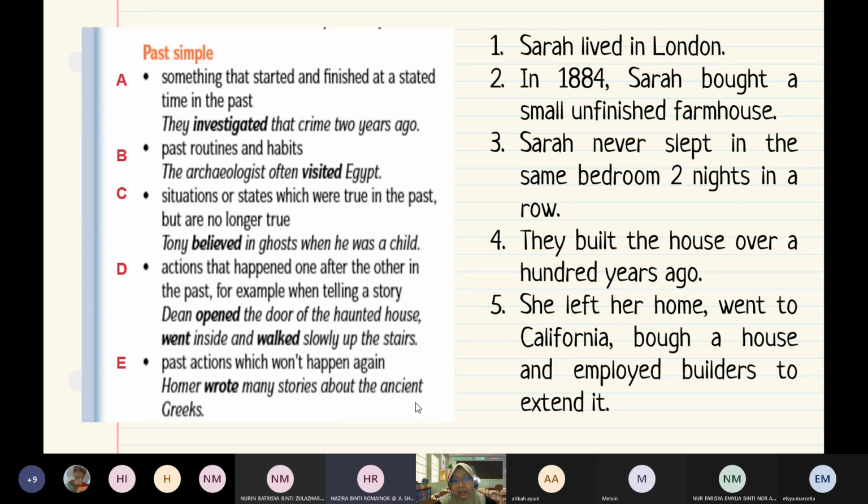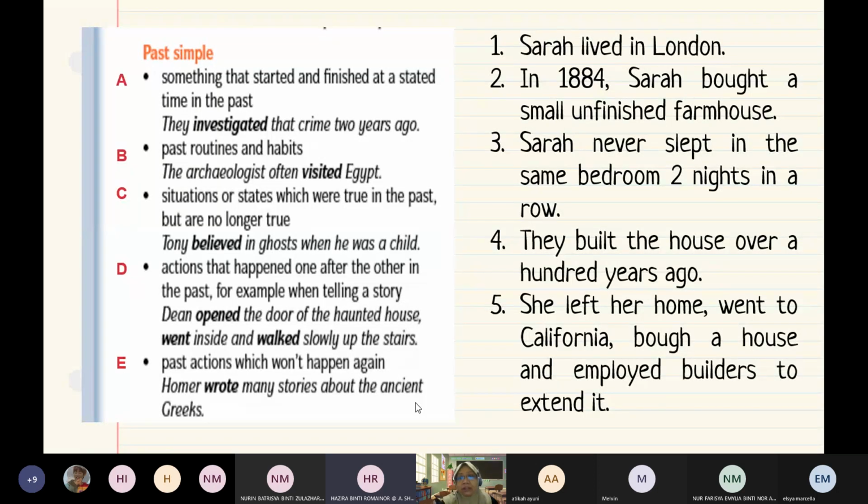Maksudnya masa dia kecil-kecil, Tony tu percaya tentang kewujudan ghost. But no longer happen now. Tapi tidak lagi berlaku sekarang. That's why we can use past tense. D, Dean opened the door of the haunted house, went inside and walked slowly up the stairs. Next one, E, Homer wrote many stories about the ancient Greeks.